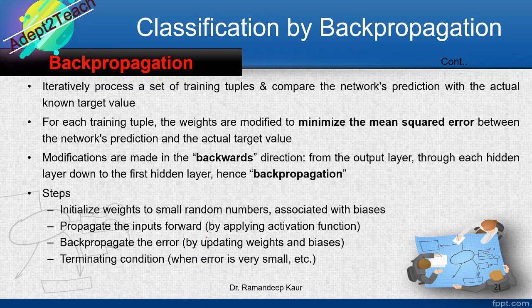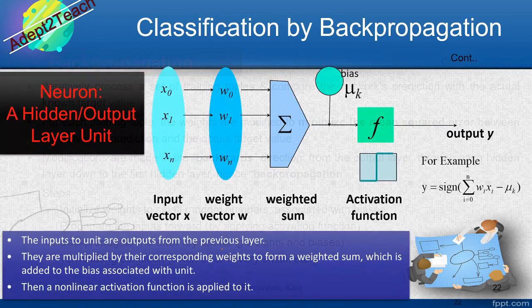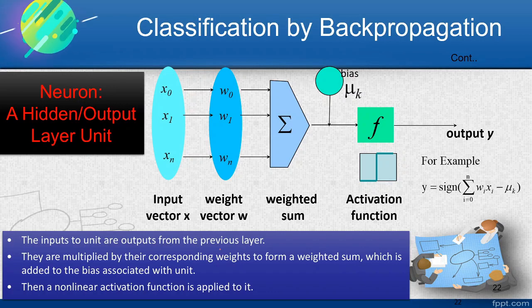Now check for the error. So backpropagate the error by updating the weights and the constant value. So see what is the deviation of the actual and the targeted value, and to minimize those errors you have to go back, readjust the weights and readjust the bias. This loop will keep on going till the time the error is very small, very negligible. So that will be your terminating condition. Let's see that with the help of an example.